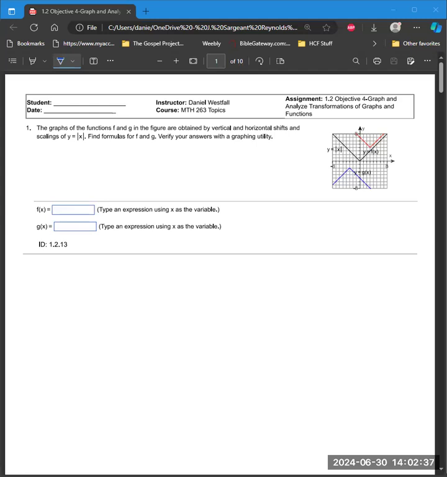So the red function has been shifted 1, 2, 3 to the right and 1, 2, 3, 4 up. So this is absolute value of x minus 3 plus 4. And then the blue one has been shifted 1, 2, 3 to the left and 2 down, and it opens down. So it's negative absolute value of x plus 3 minus 2.